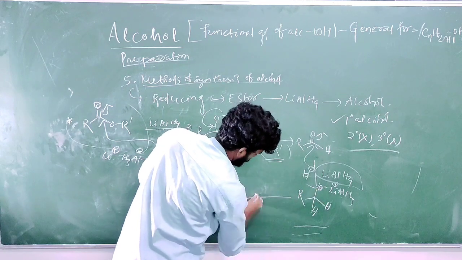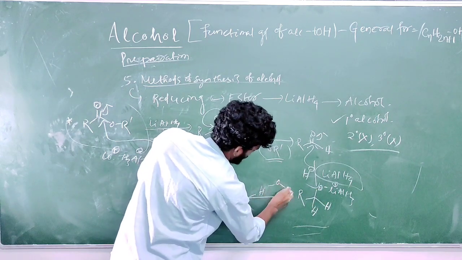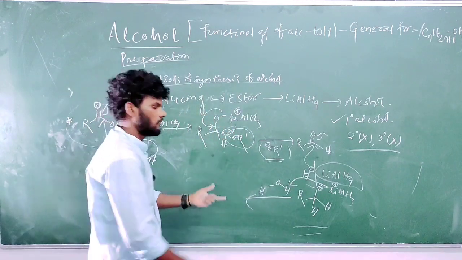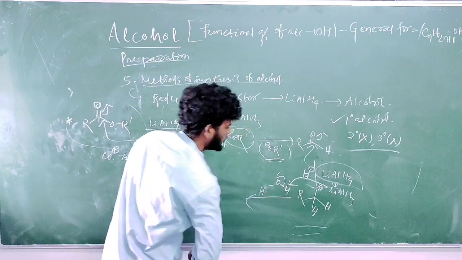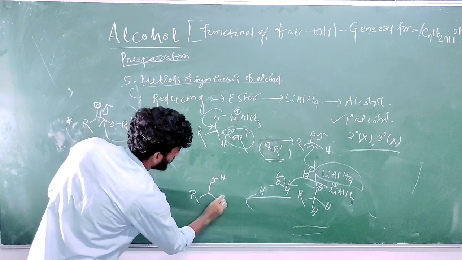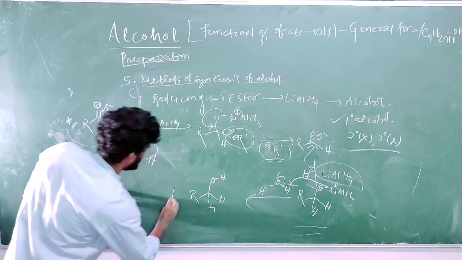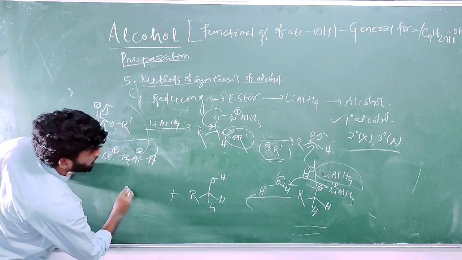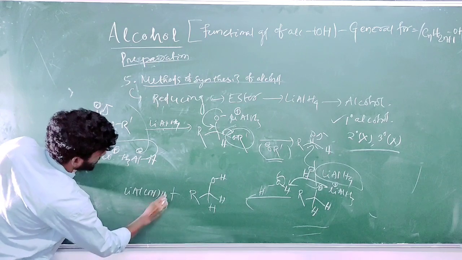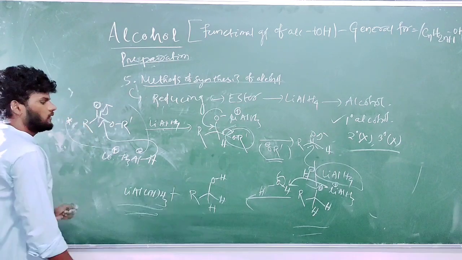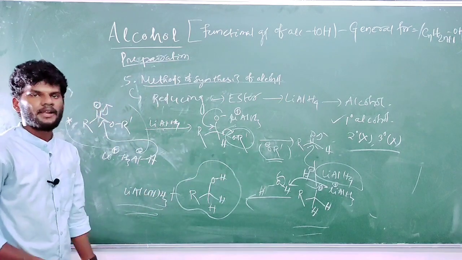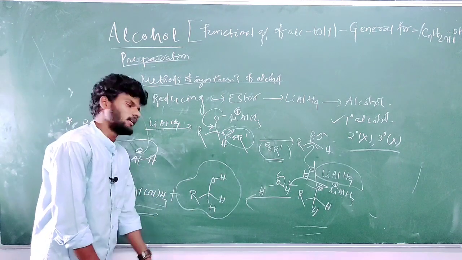When we add water, the negative charge of oxygen takes the hydrogen from the water molecule, this bond moves over to oxygen, and what will it form? RCH2OH, and the remaining part is lithium aluminum OH H3. Is this a 1 degree, 2 degree or 3 degree alcohol? This is a 1 degree alcohol.